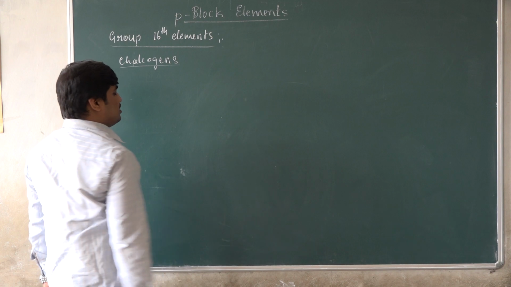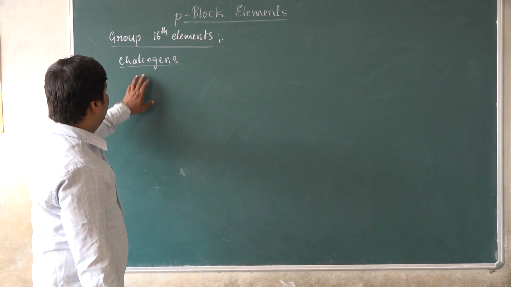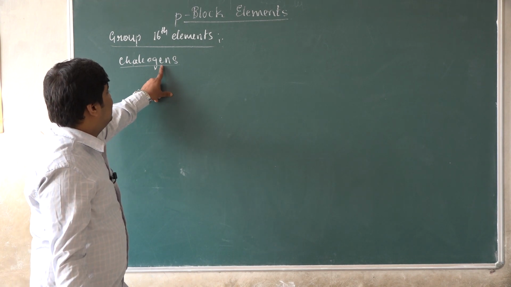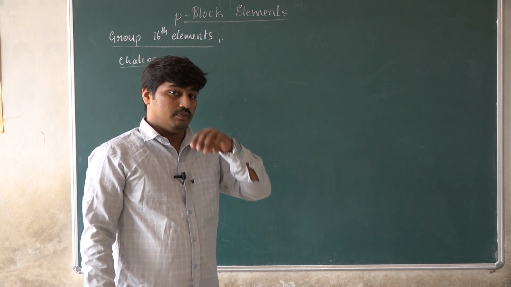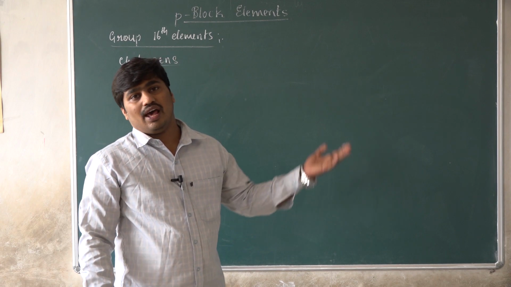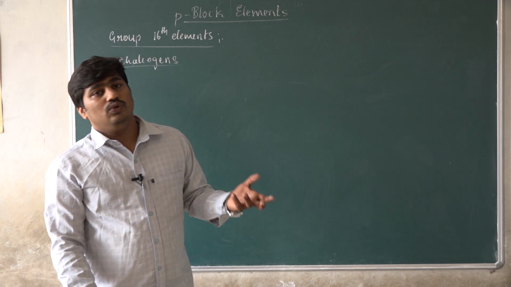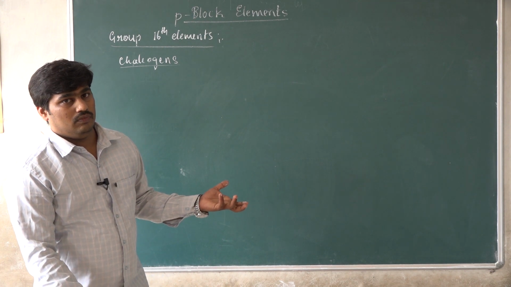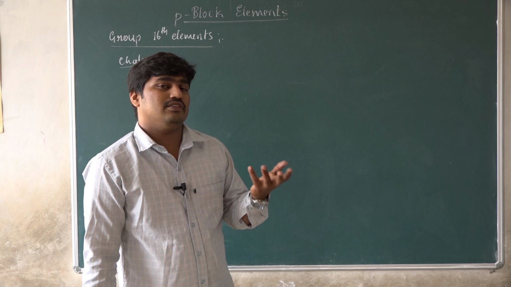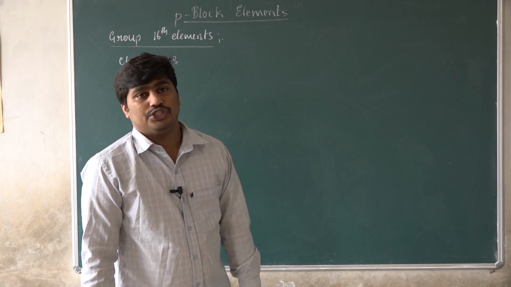Chalcogens. The word is derived from Greek. There are several meanings there. Gens means production, produced, or occurrence, based on occurrence, like halogens. Mainly the compounds of halogens are obtained from the ocean.